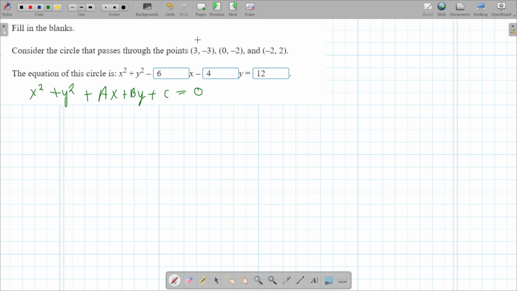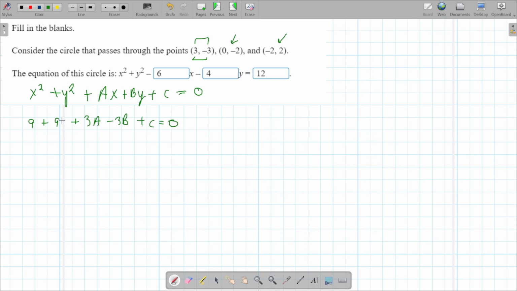If you substitute each point into this equation, you're going to get a whole equation. Since I have 3 points, logically I should get 3 different equations with 3 different unknowns. Let's substitute with 3 comma negative 3. X squared, so 3 squared, 9, plus y squared, negative 3 squared, again 9, plus ax, so 3a, plus by, negative 3b, and then c equals 0.